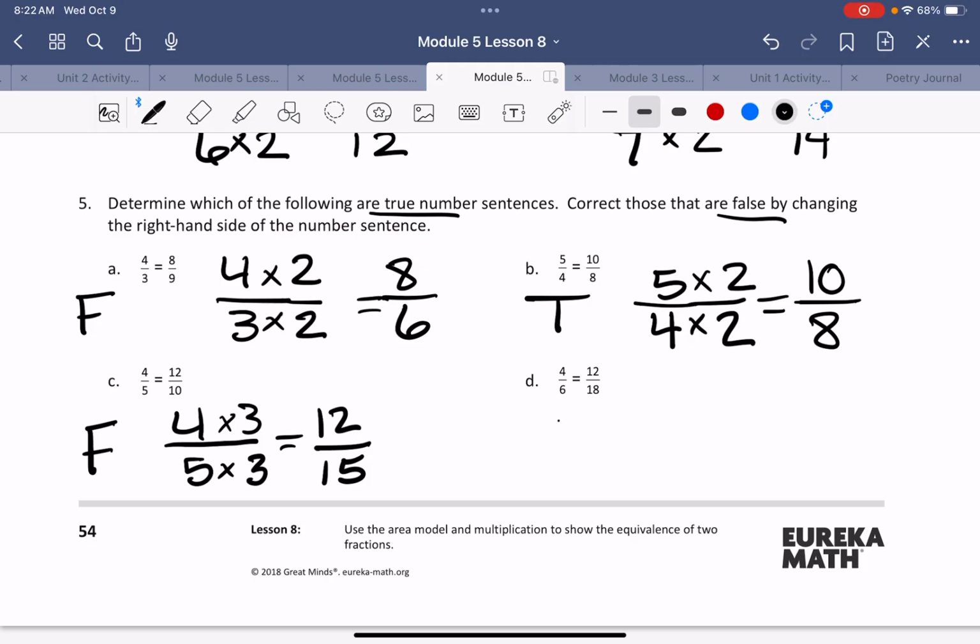Last one, 4/6. Can I times it by the same number to get 12/18ths? Well, 4 times 3 is 12, 6 times 3 is 18. So it is true.